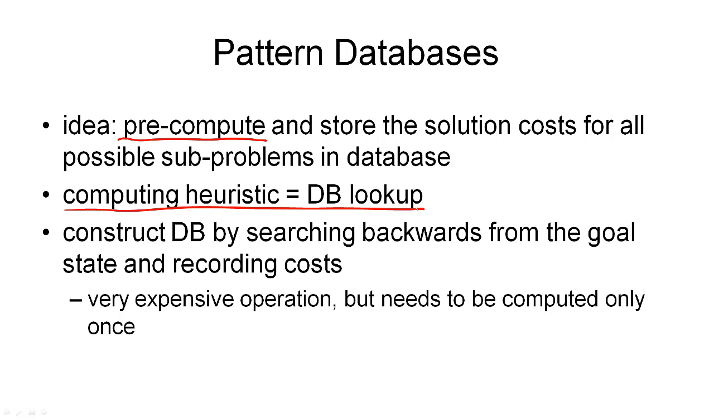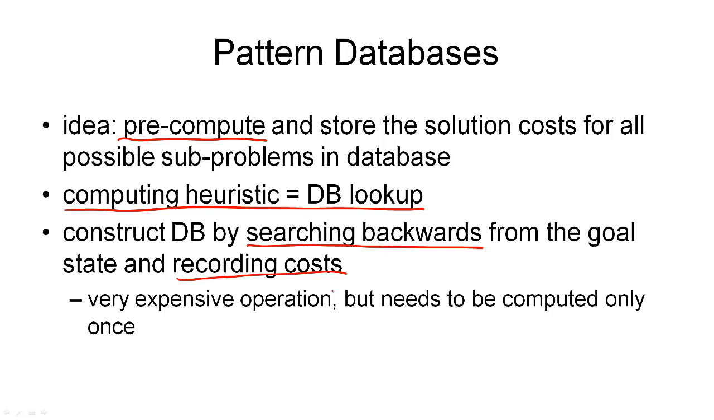constant time, very fast. Then the only question that remains is how we can construct this database that we want to use as a heuristic. And the basic idea is that we search backwards in a breadth-first fashion from the goal state and record the costs of each of the states as we come across them. So because we search breadth first, we know that the first time we encounter a node, we encounter it at minimal depth, and we can just record the depth in our database as its heuristic value.